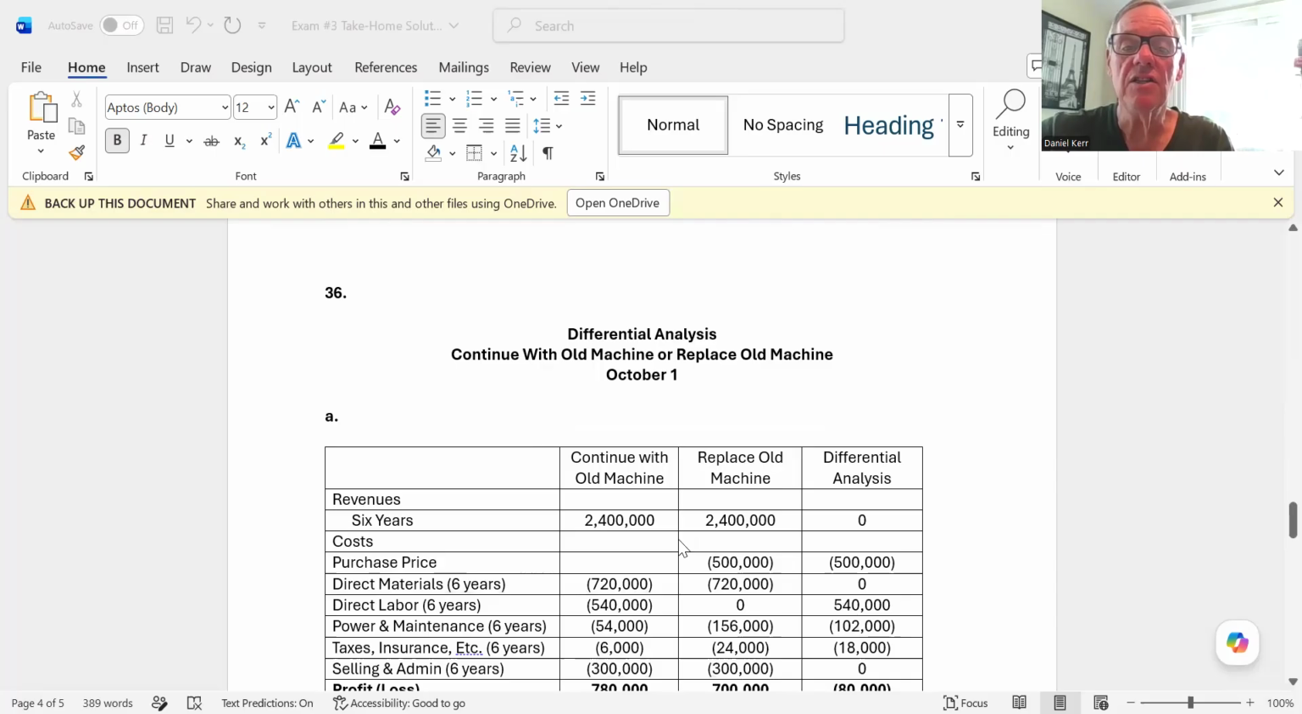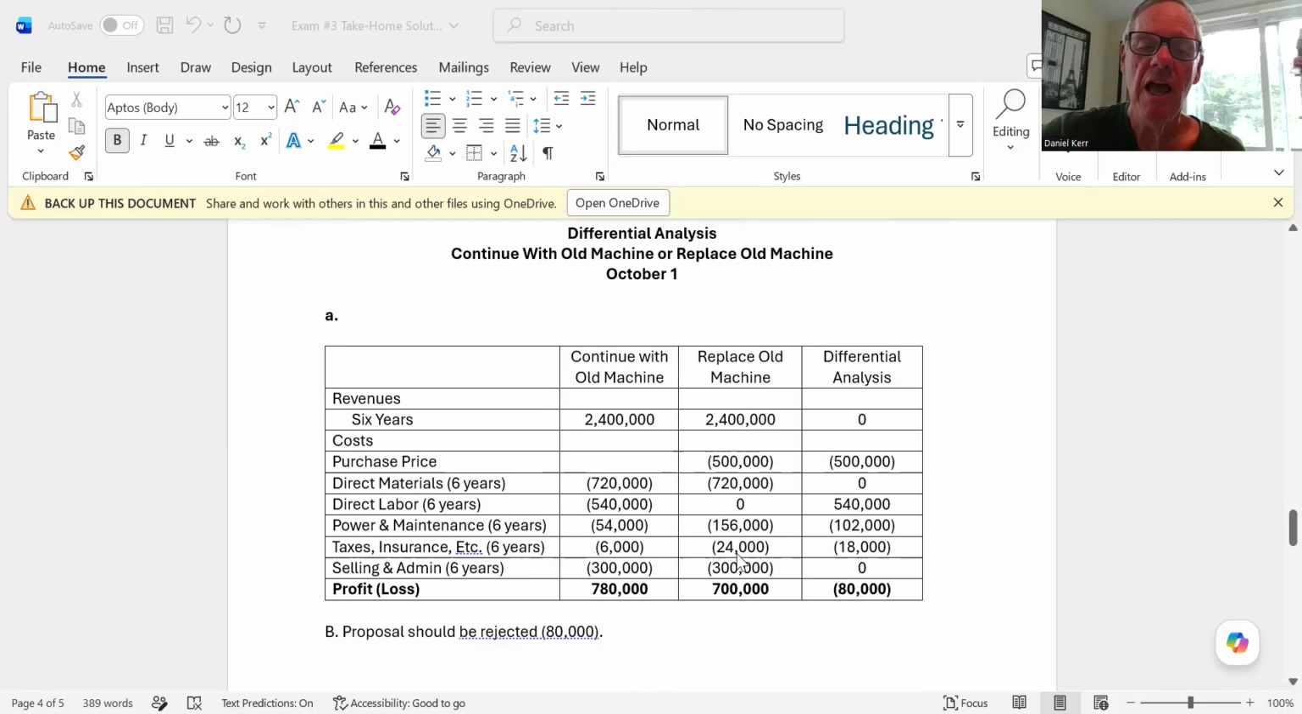36, you've got alternatives. You can continue with the old machine, or you can replace the machine. And what they asked us to do in Part A was prepare a differential analysis between alternative number 1, which is continue with the old machine, and alternative number 2, replace the old machine. And then Part B, they say, should you replace the old machine? Okay, so what you need to do is you need to contrast the revenues and the expenses, continue with the old, replace the old machine.